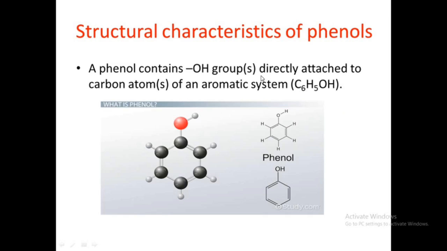After that, let us discuss the structural characteristics of phenols. So a phenol contains OH group or groups directly attached to carbon atoms of an aromatic system. As for example, this one is the phenol. Okay? In this case, the OH group is directly attached with a carbon atom of benzene ring. So C6H5OH, this is the molecular formula for phenol, and in this diagram you have seen that this represents the structural formula of phenol.